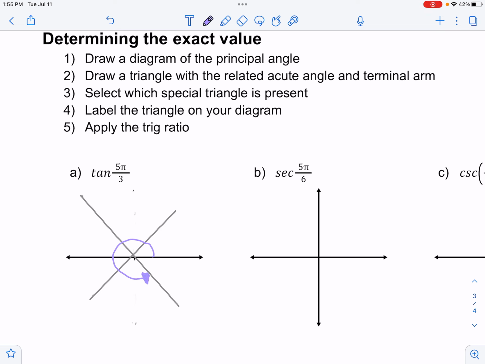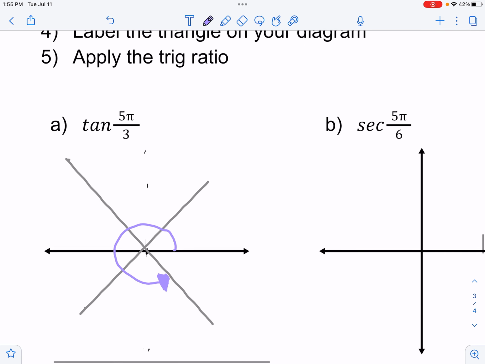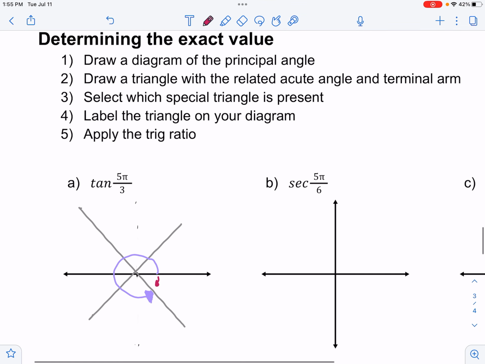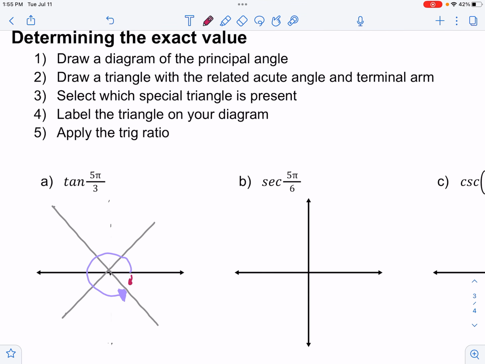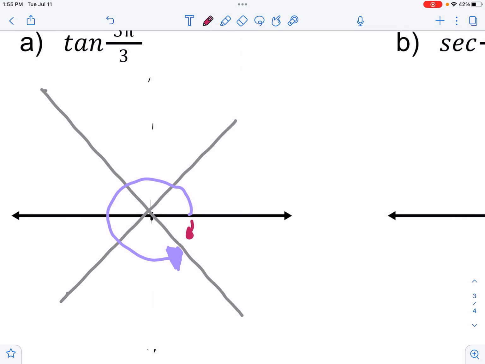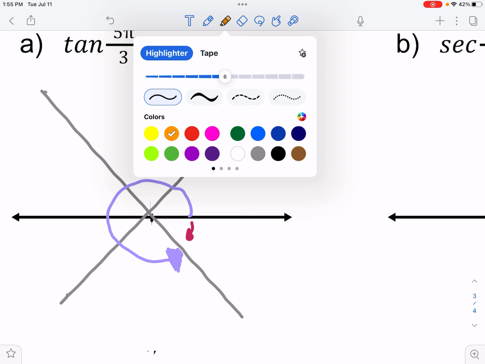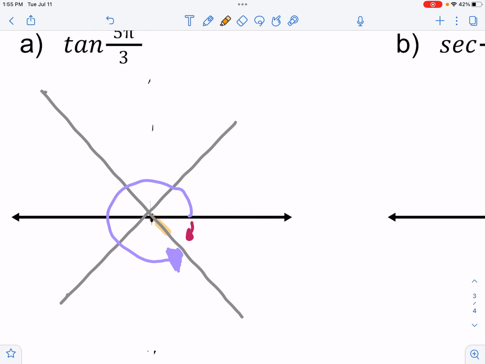Okay, my related acute angle is the one that's closest to the x-axis. It's in here. Now what I'm going to do is draw a right triangle using my terminal arm and the related acute angle. So my triangle is going to look like this. And I'm intentionally highlighting because I don't want to overlap anything here.